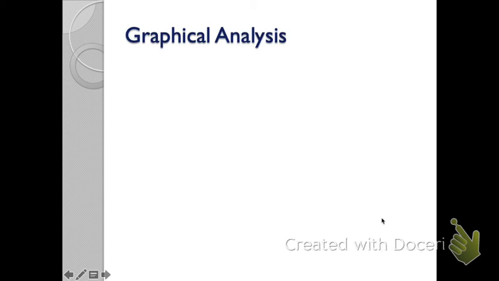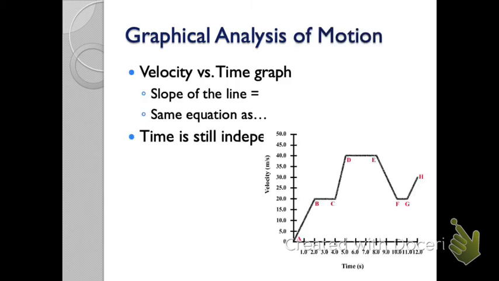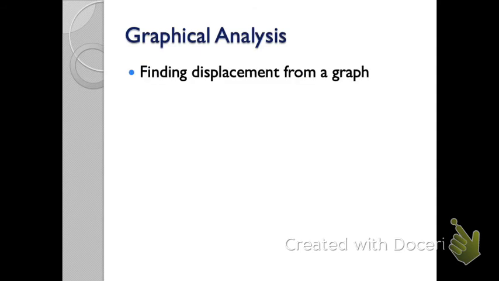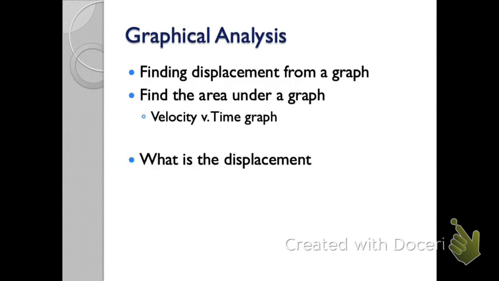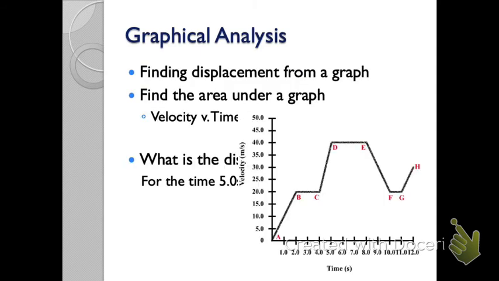I'm not going to go over that part again. All right. We know that the slope of the line gives us the acceleration this time. Give me the displacement here from 5 to 8 seconds on your graph. 5 to 8 seconds. So 5 seconds is at point D, and 8 seconds is at point E.